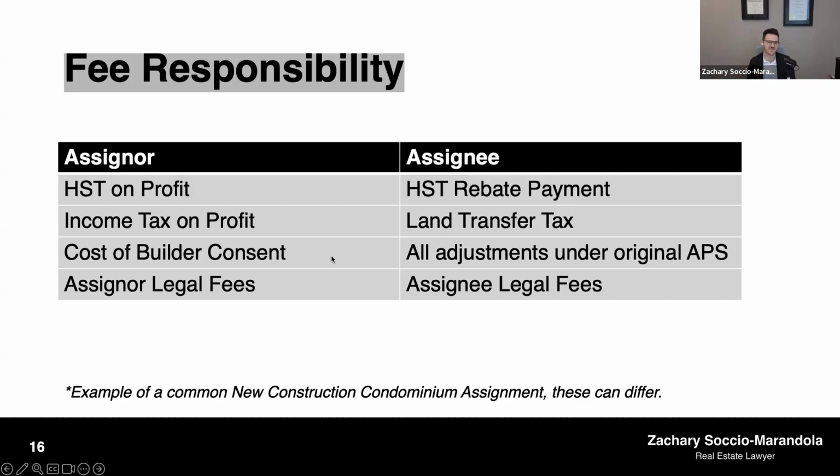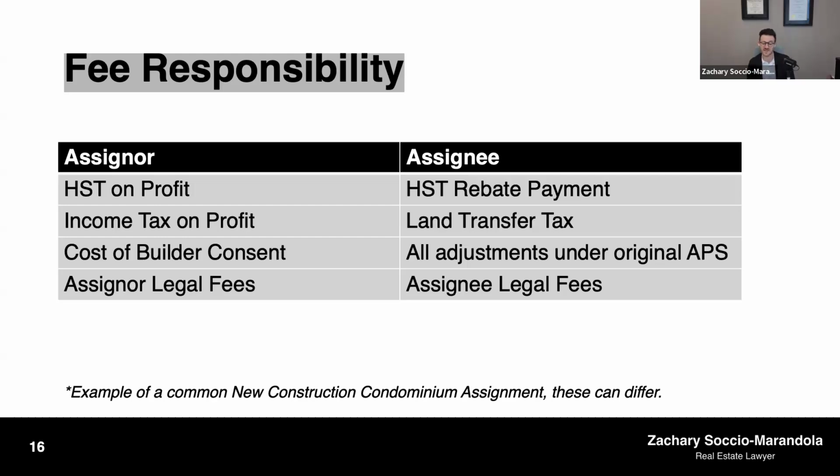Cost of builder consent, usually that's paid by the assigner, but again, that's just by virtue of practicality. Theoretically, it's built into the price that they're selling to the assignee, right? They know they have to pay this, so if it's $5,000 that they have to pay, that $5,000 is built in, the same way a buyer in real estate is still technically paying commission, it's built into the price. The last thing is assigner legal fees.